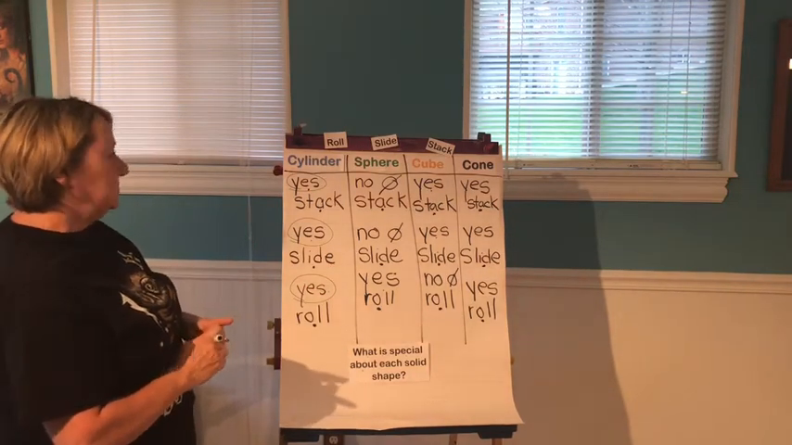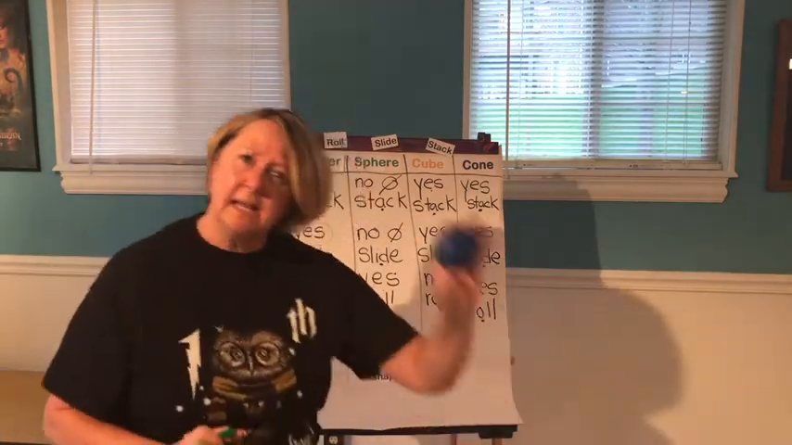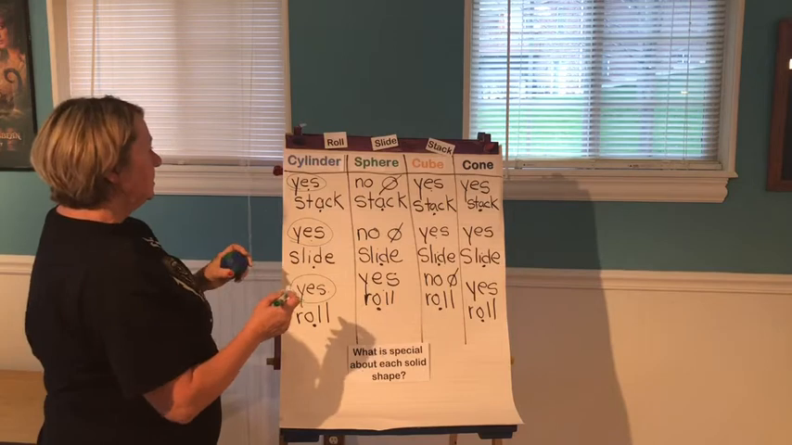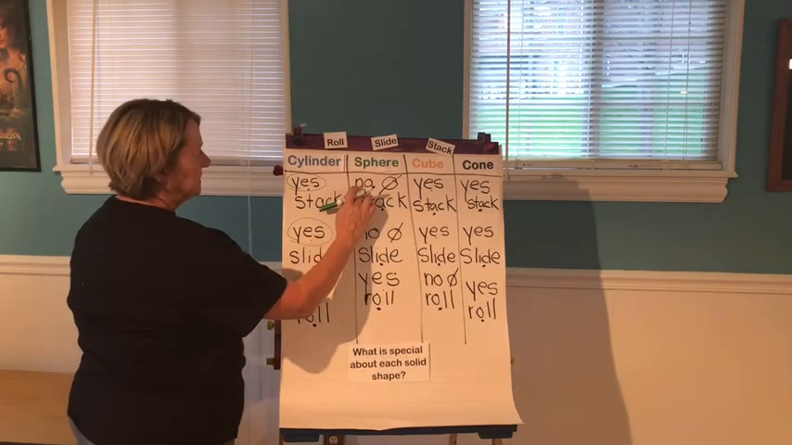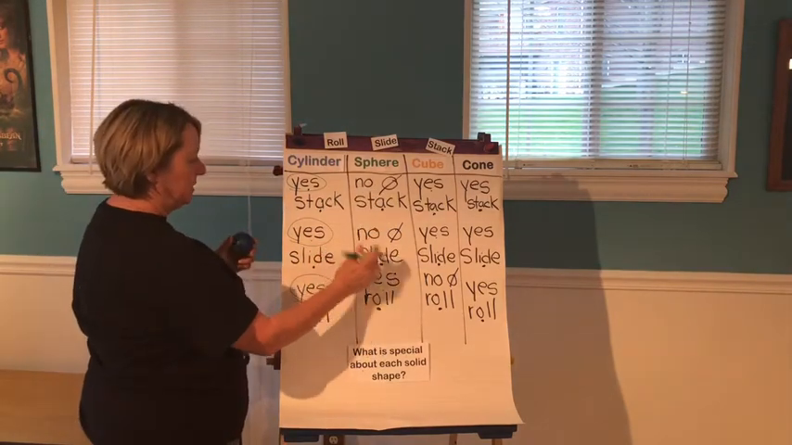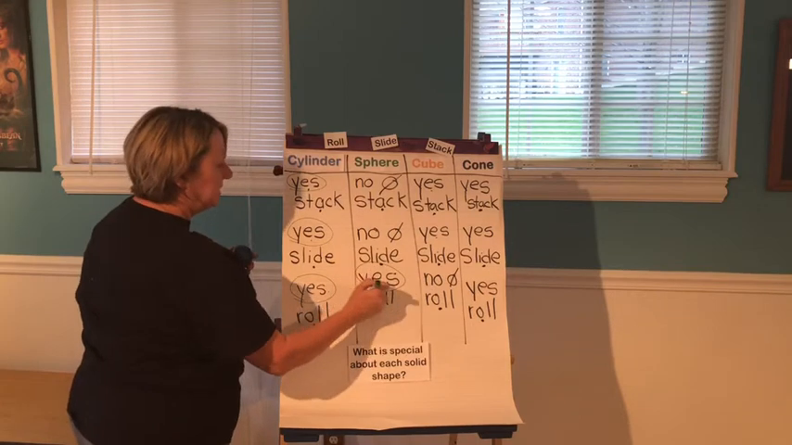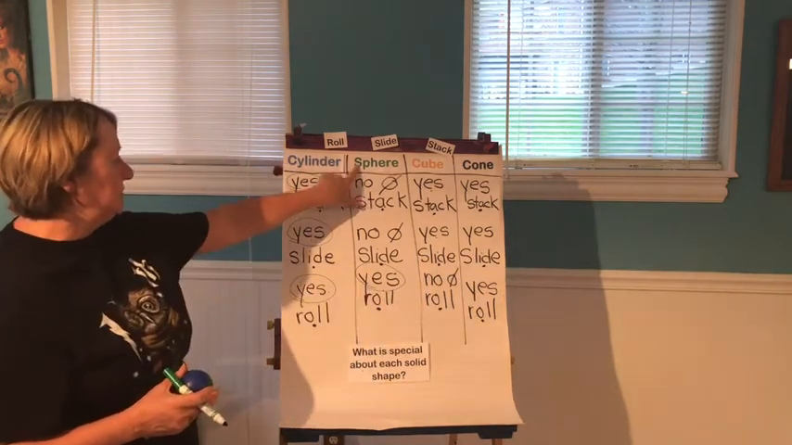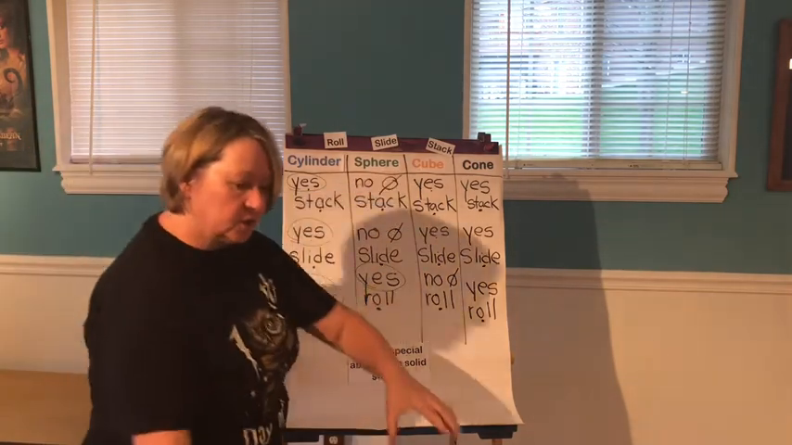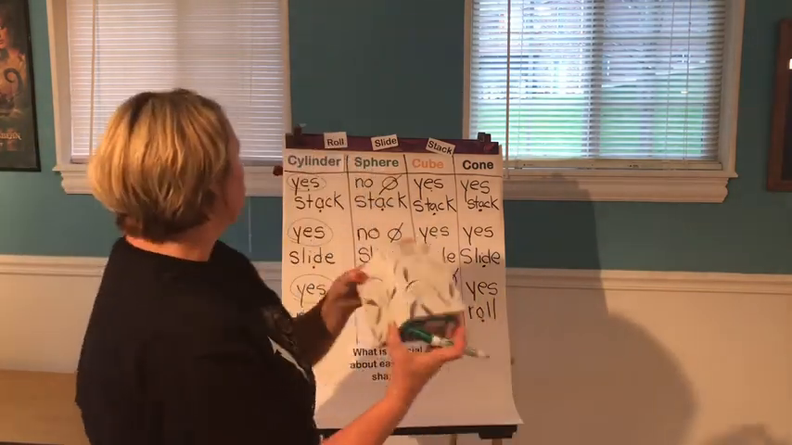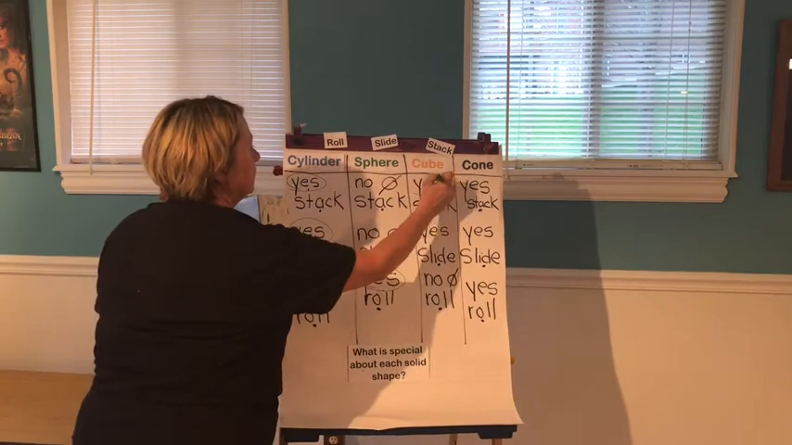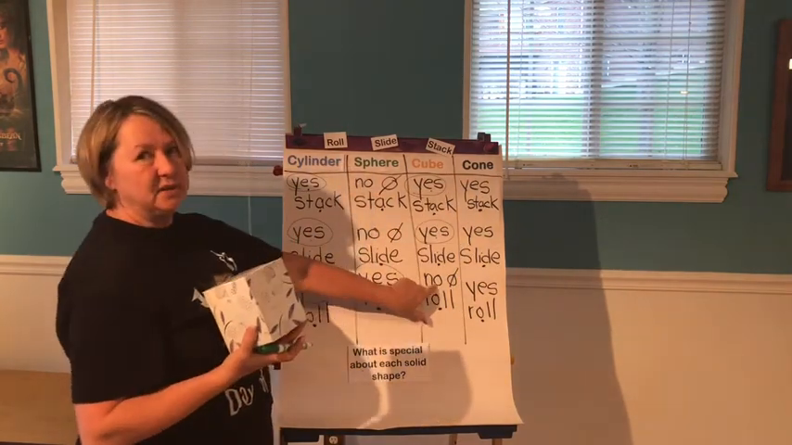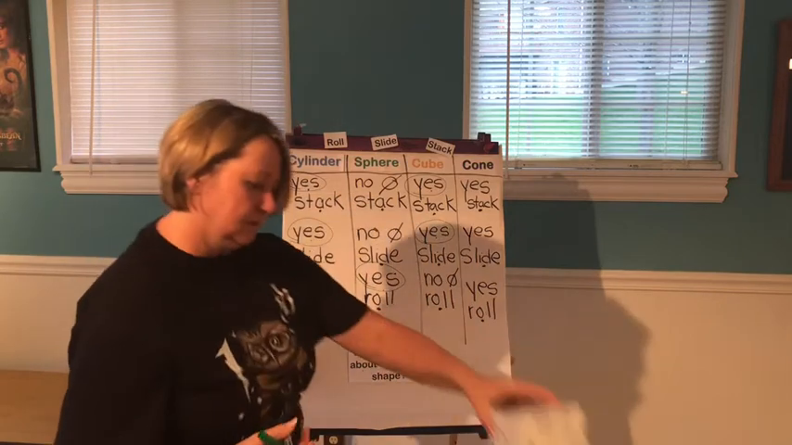The sphere, and that was kind of our shape that looked like a ball, orange, things like that, basketball. Not a very good stacker, didn't slide real well, but boy, can this shape roll. So this solid shape of the sphere got 1. Let's go check out our cube. Mrs. Berro used a tissue box. Yep, you can stack with these guys. Yep, they slide. Not very good rollers. So this guy only got 2.